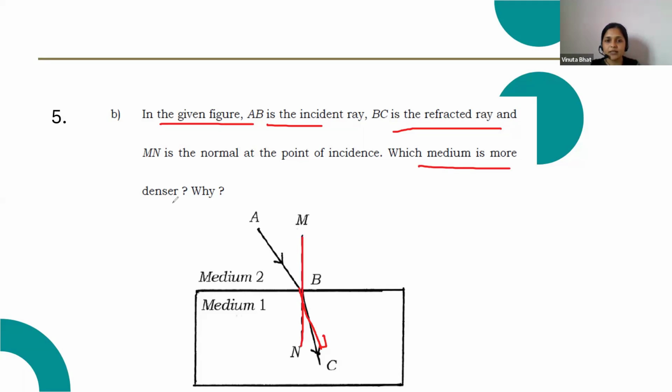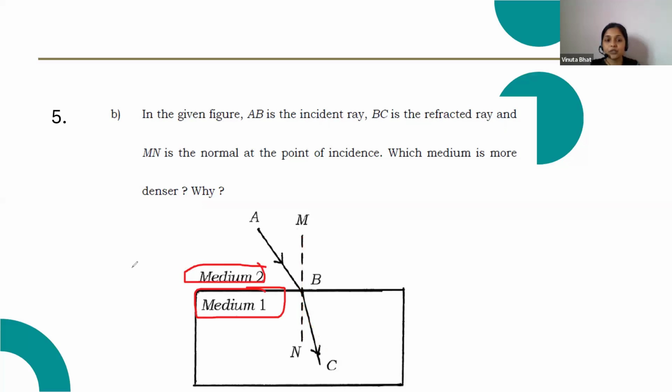Which medium is more dense? Why? Here two mediums are given, medium 2 and medium 1. Here you have to find out which medium is dense and which medium is thin. Just observe the diagram. By observing only, you can write the answer for this question. When the light enters medium 1 from medium 2, you can observe the refracted light bends towards the line MN.